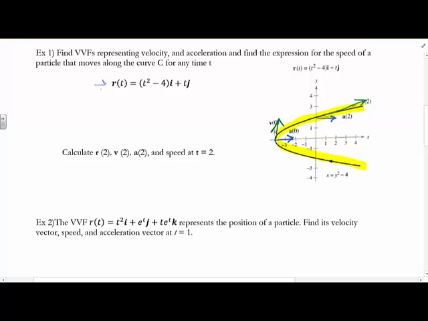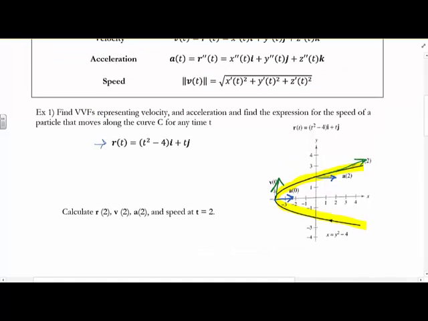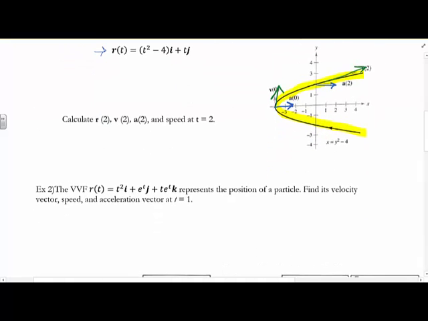So, again, here's r of t. It represents my position, and it said give us vector-valued functions that represent velocity and acceleration. So my velocity, v of t, would be r prime of t, which would be 2t comma 1. And then a of t, my acceleration, would be the second derivative of r, giving me 2 comma 0. You can see that in the graph because these arrows point in exactly the same direction and they have the exact same length.